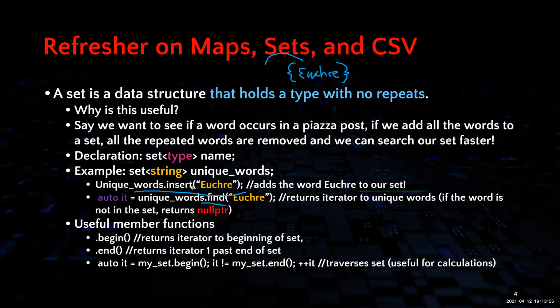So if I call .insert euchre twice, it'll insert it the first time, adding it to our set. The second time, if I try to insert it again, it'll check, see that it's here, and do nothing.